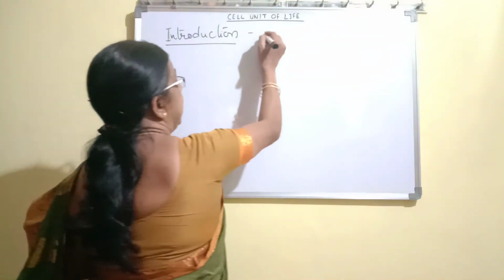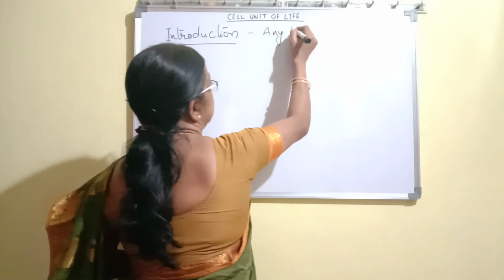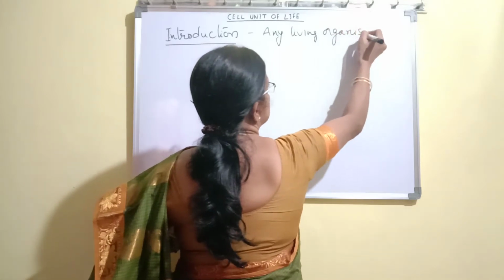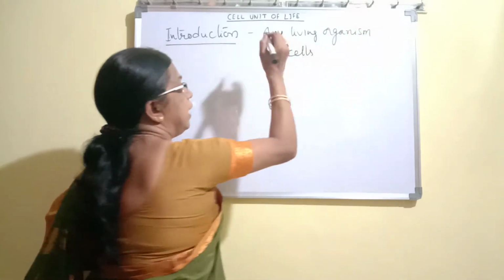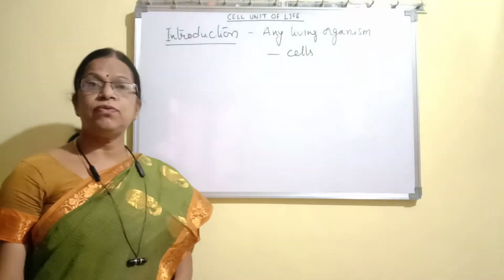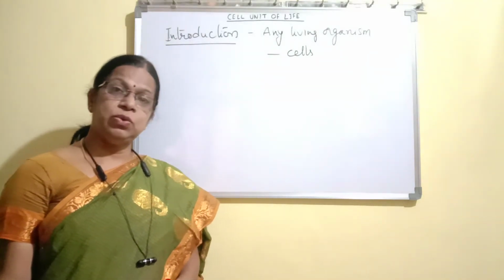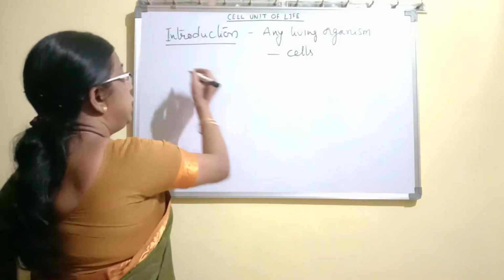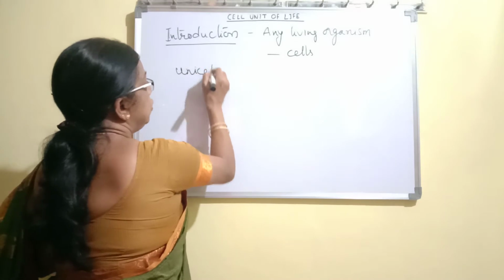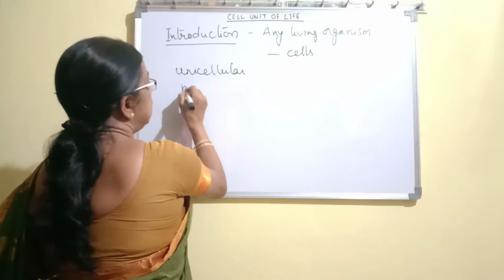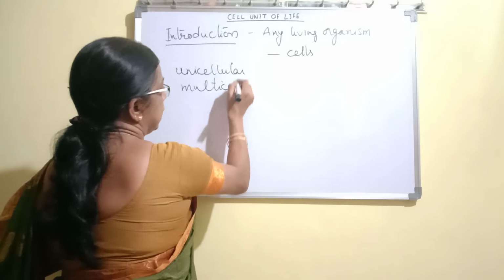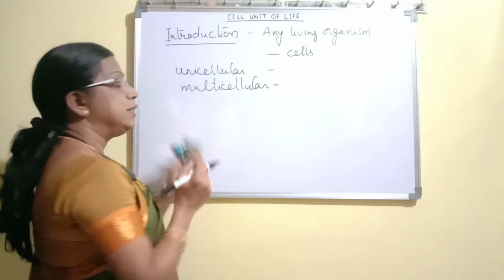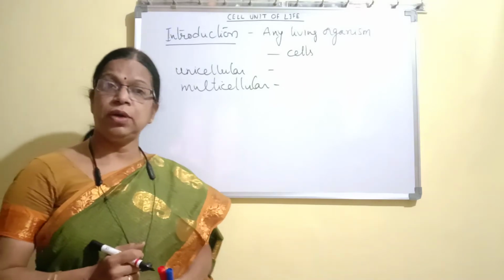Any living organism is composed of cells. Cells will form tissues. And based on the cells, the organisms can be either unicellular organisms or multicellular organisms.